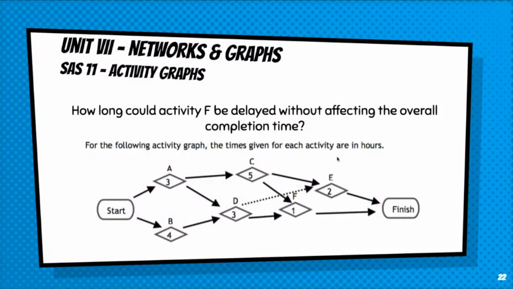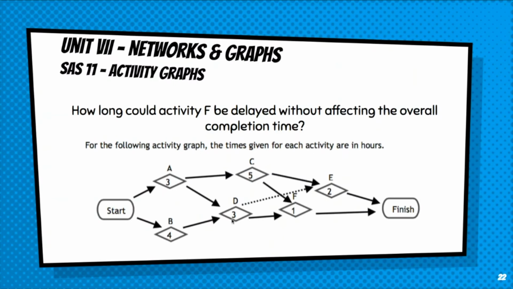All right, how long could activity F be delayed without affecting the overall completion time? Well, let's look. How many pathways run through F? We have ACF, we have ADF, and we have BDF. All right. Now, it's important to understand that the minimum time of completion is 10 hours, that ACE. ADF is 7 hours. BDF is 8 hours. But I want you to concern yourself with the total time to get to F. There's 2 prerequisites to get to F, C and D.